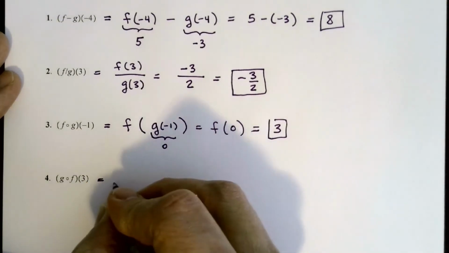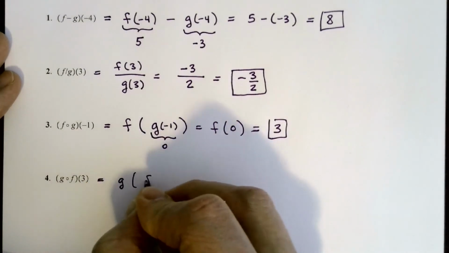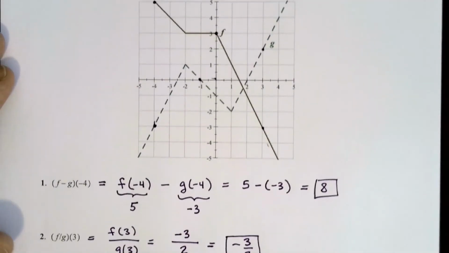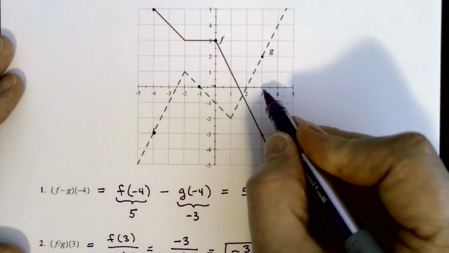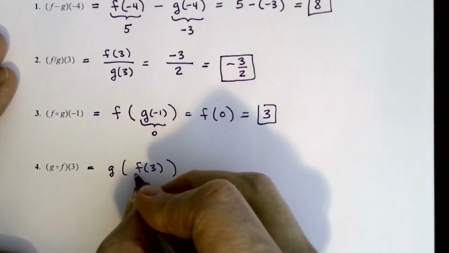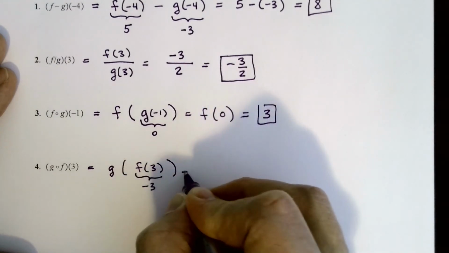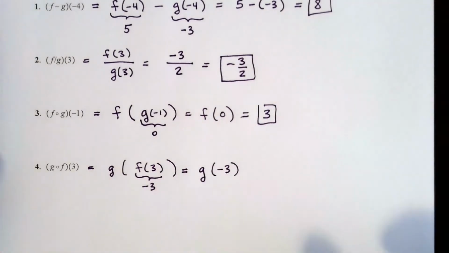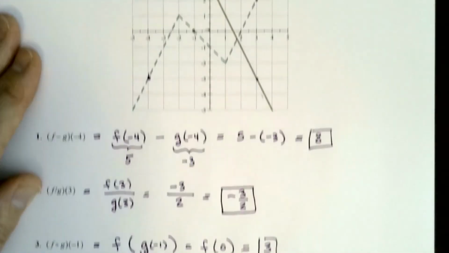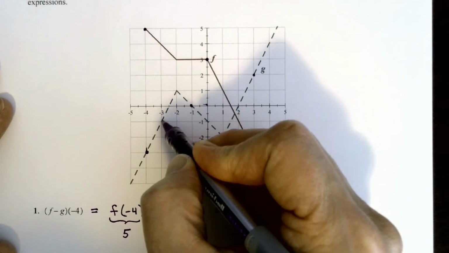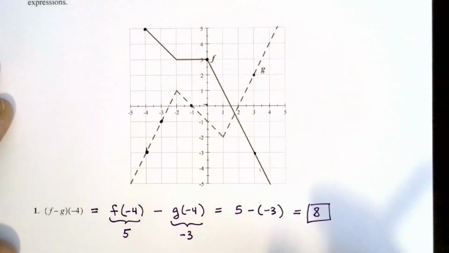What's g circle f of 3? That's g of f of 3. So here I find f of 3. F is the solid line. X is 1, 2, 3. Input 3, output negative 3. So the output is negative 3. This is the output of the function f at 3. Now we take that output, negative 3, and plug it into the function g. So now I need to find g of negative 3. I come back to the graph here. Negative 3, going down to the graph of g, the dashed line, I get negative 1.